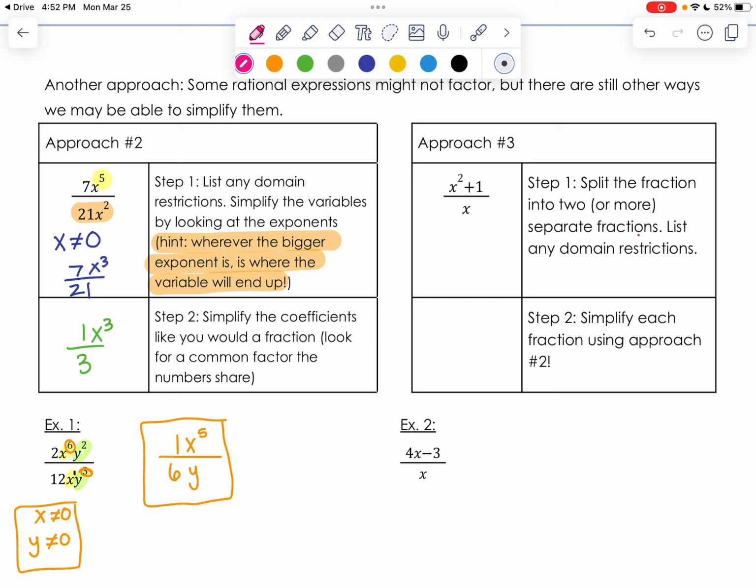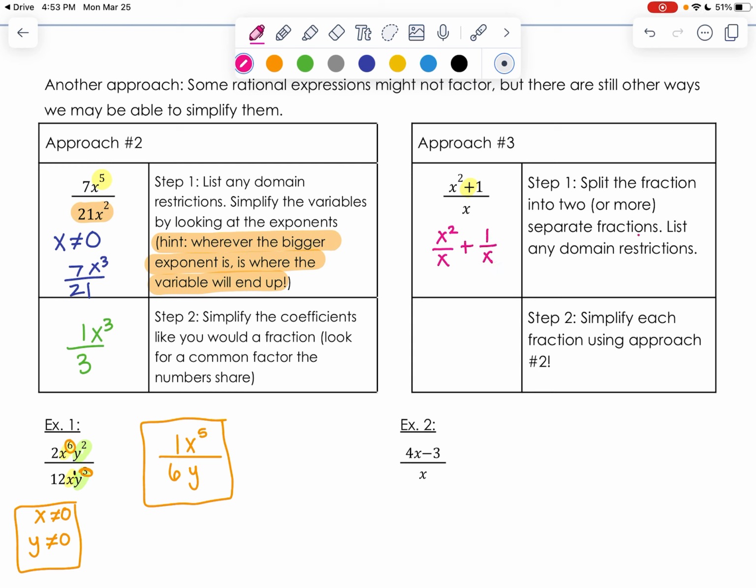List any domain restrictions. When we split this into separate fractions, we split it up based on the addition or subtraction in the numerator. So because this is a plus here and there's 2 terms, we have the x squared and the 1, that tells me I'm going to have 2 separate fractions when I split it. I can split this to x squared over x plus, because it was a plus in the numerator before, 1 over x.